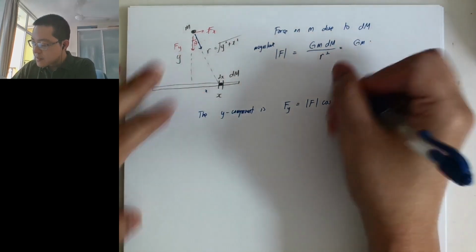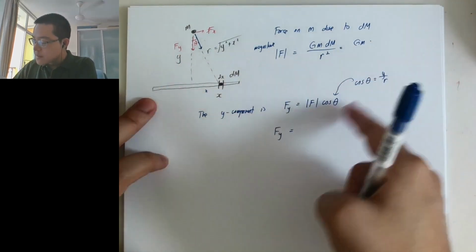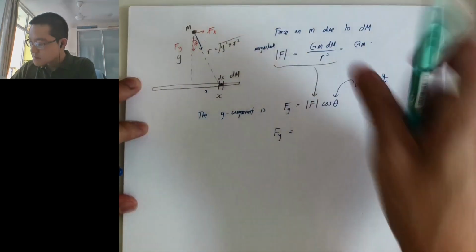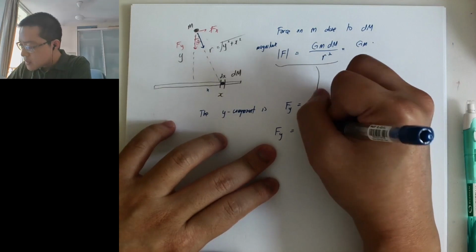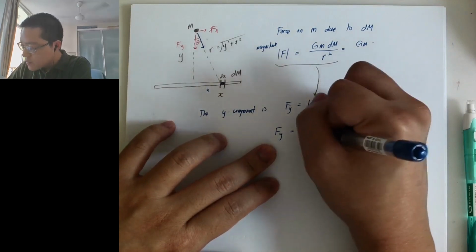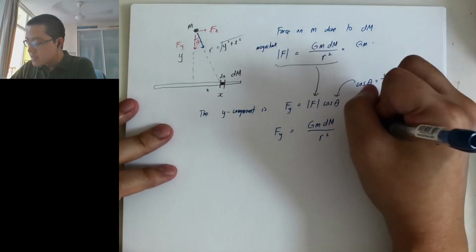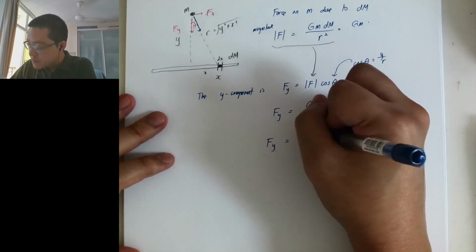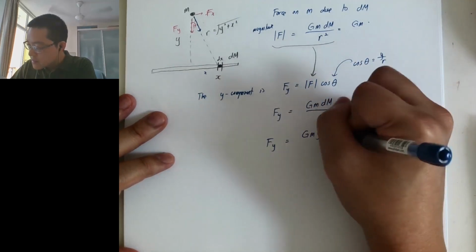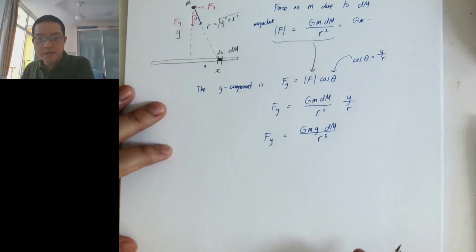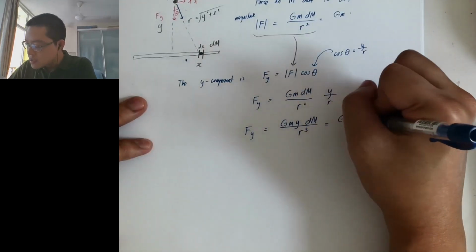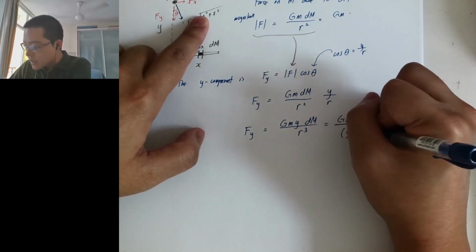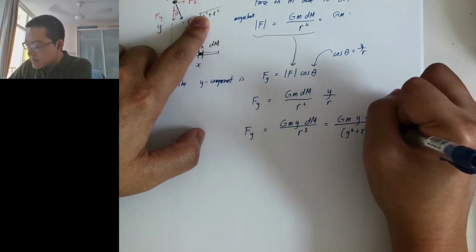So I put this inside. So my fy is equal to this thing put inside and this thing put inside. Right, so I have now G M dm over r squared, and then cos theta is y over r. So my y component is G M y dm over r to the power 3. R to the power 3 is this thing to the power 3, so I got (y squared plus x squared) to the power 3 over 2.